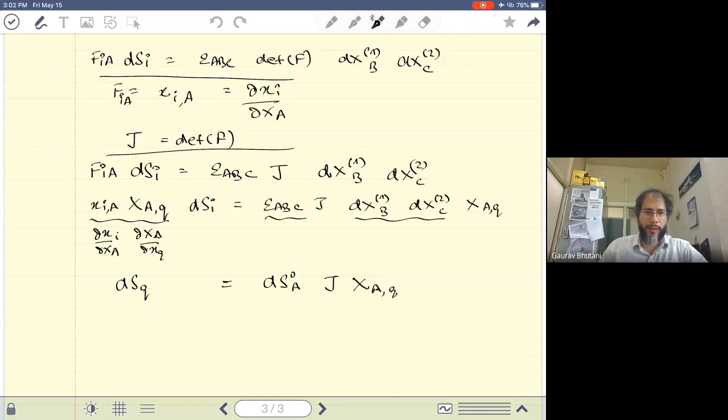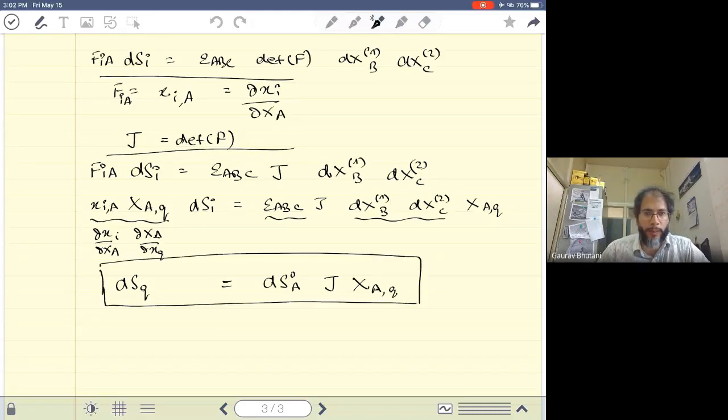So all this was done to be able to write the area vector in the deformed or the current configuration in terms of the area vector in the reference or the undeformed configuration. Because that's what we have obtained. We've been able to write ds_Q in terms of ds naught_A. So that was the aim. That's an intermediate step because ultimately we want to talk about the material derivative of ds_Q. So the next few steps are involved just to find the material derivative of ds_Q. But we don't simply take the material derivative.